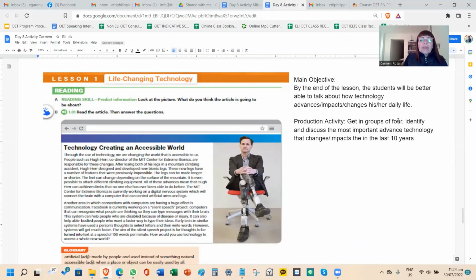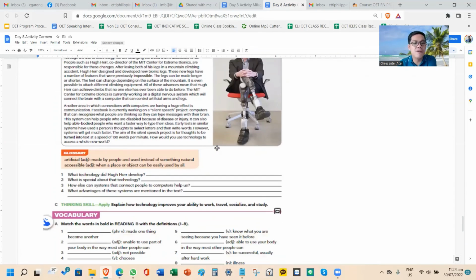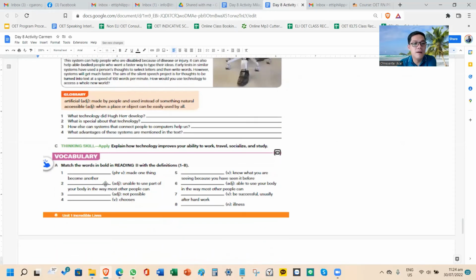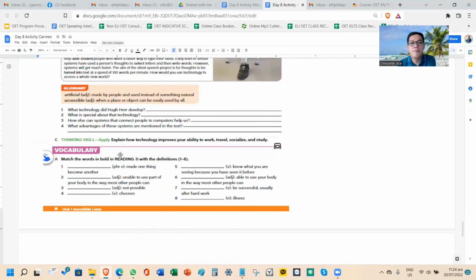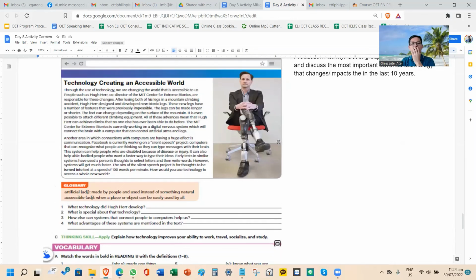So the main objective is okay, but let's see the production activity. Let's get groups of work, get some idea from the book. Okay, here you can use this one: Explain how technology improves your ability to work, travel, and socialize. Oh, that's good. Yeah, so this one.